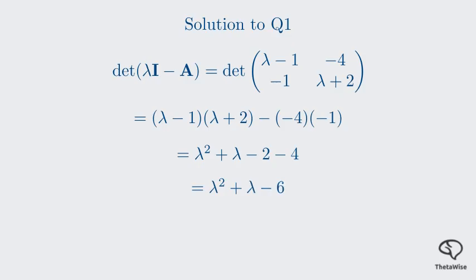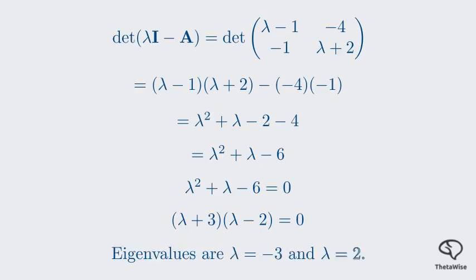To find the eigenvalues, we solve the characteristic equation by setting the polynomial to 0. We need to find the roots of lambda squared plus lambda minus 6 equals 0. This quadratic can be factored. It factors into (lambda plus 3)(lambda minus 2) equals 0. Therefore, the eigenvalues are lambda equals -3 and lambda equals 2. You have now found the characteristic polynomial and eigenvalues for this matrix.